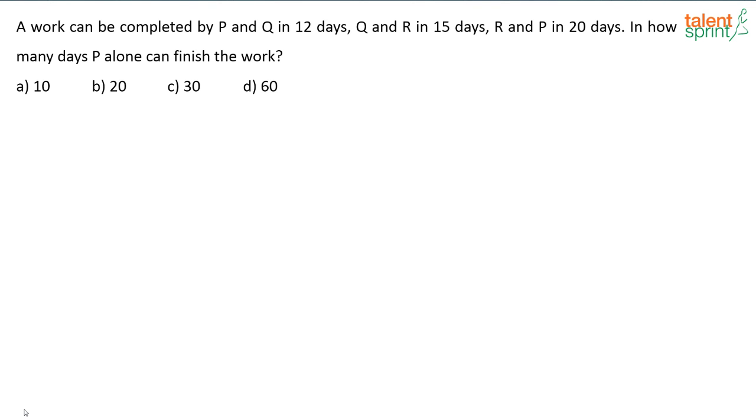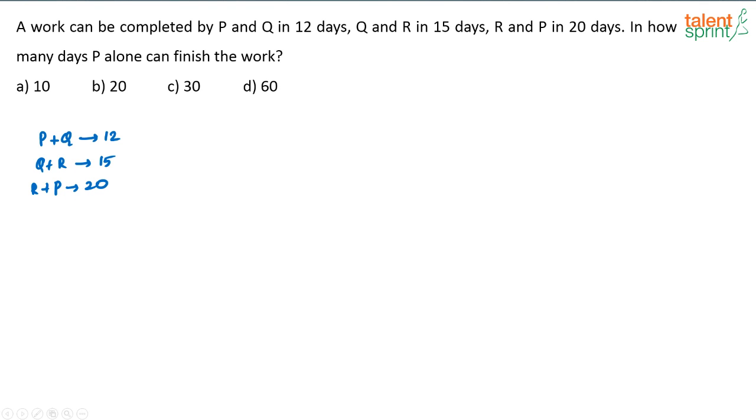What is given here? A work can be completed by P and Q in 12 days. So P and Q together, they are finishing a work in 12 days. Correct? Q and R together, they are finishing the work in 15 days. R and P together, they are finishing the work in 20 days.